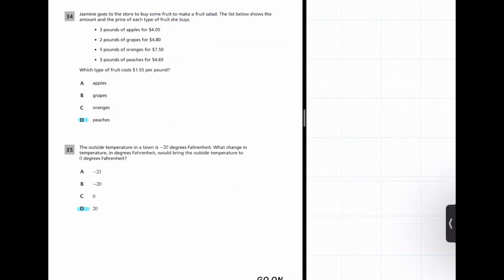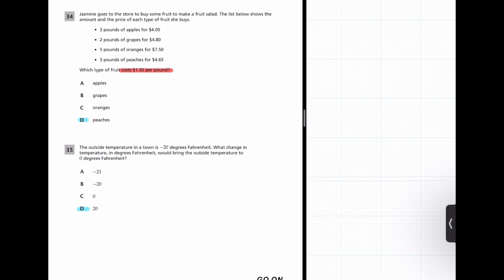Alright, Jasmine goes to the store to buy some fruit to make a fruit salad. The list shows the amount and the price of each type of fruit she buys. Which type of fruit costs $1.55 per pound? So here are answers. You should get D and D for both of these. Starting off with the first one. Which of these is $1.55 per pound?